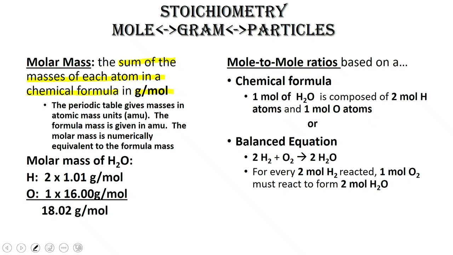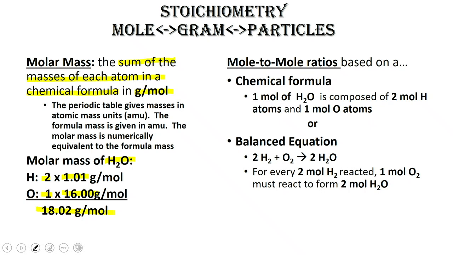So if we wanted to take a look at the molar mass of water, we see that we have 2 atoms of hydrogen, each being 1.01 grams per mole. We have 1 atom of oxygen, each being 16.00 grams per mole, for a total mass for the entire molecule of 18.02 grams per mole.